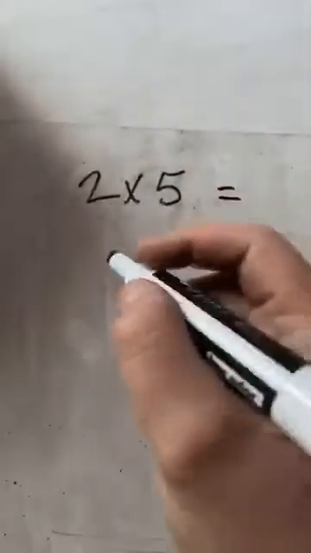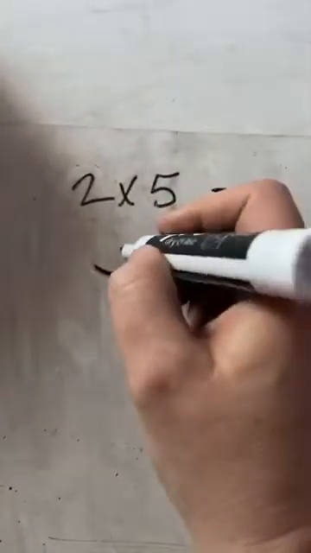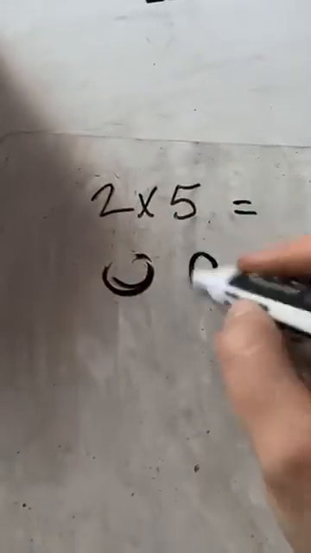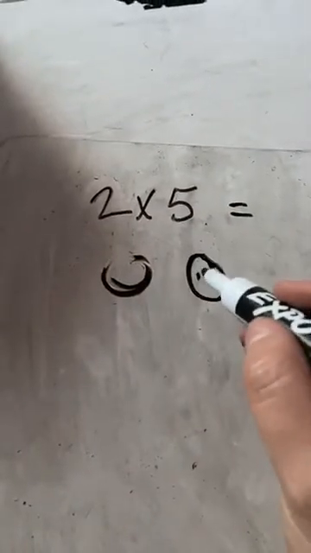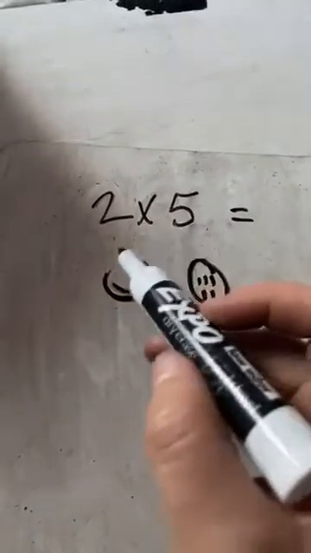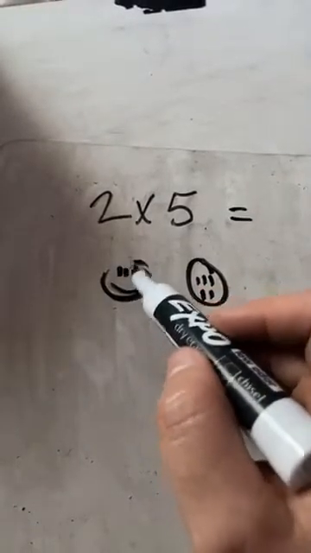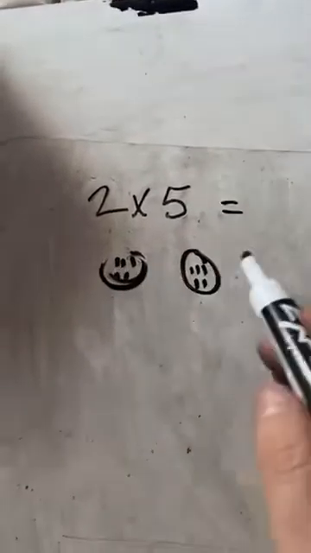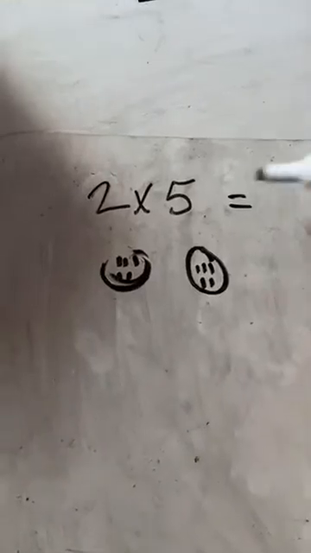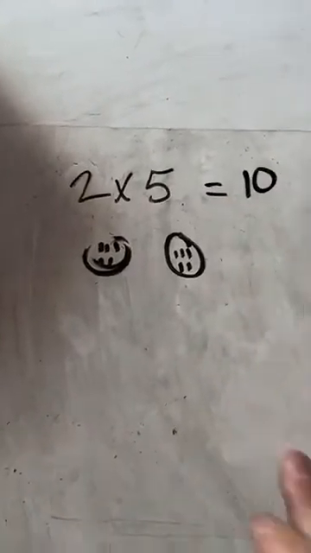So I have 2 equal groups. 1, 2, and I have 5 in them. 1, 2, 3, 4, 5. And I have 5 in this group. 1, 2, 3, 4, 5. And I add them together so that I know that 2 times 5 is 10.